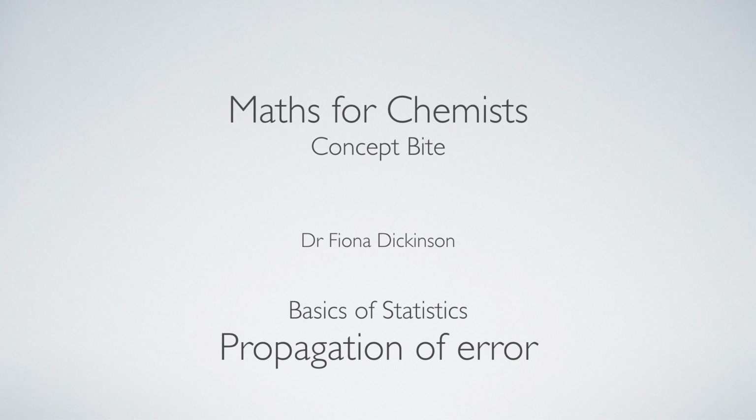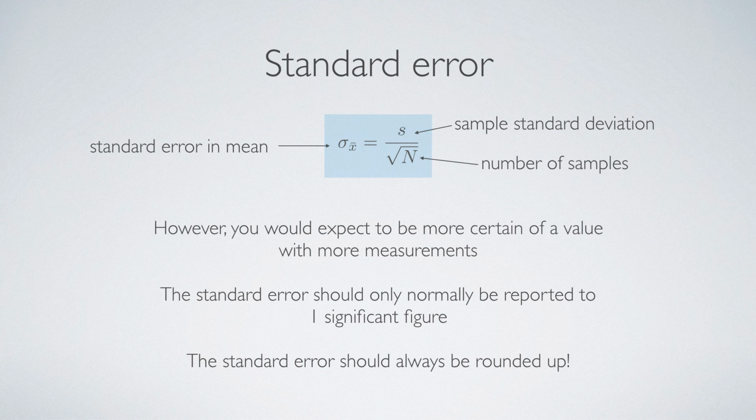This is just a short concept bite, continuing on with our theme of errors in values and the propagation of errors. So how do we go from having an error in a measured value to having an error or an uncertainty in a calculated value? Previously I've explained how we get from our measurements to our sample standard deviation and then to our value of the standard error of the mean. From now on, I'm just going to refer to this value as either the error or the uncertainty.